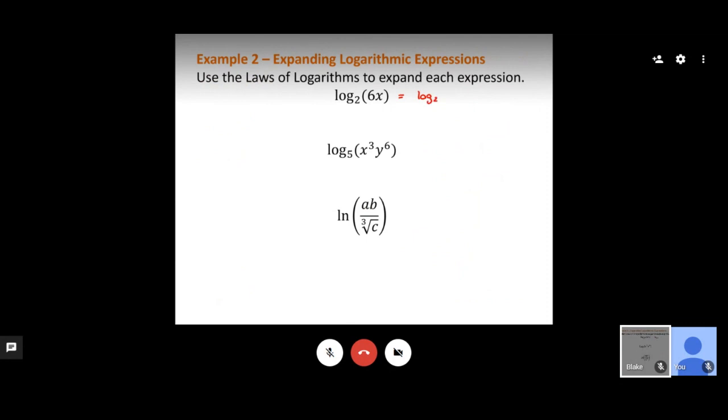I'm going to keep the same base for both. So it's going to be the base 2 log of that first piece, which is 6, plus another base 2 log, and then it's just going to be x. Now, always look to see, do I have anything else that I can simplify or expand using my laws of logarithms? In this case, I just have a 6, can't do anything with that. I just have an x, can't do anything with that. That is expanded now. Okay, so we're done with that one. Any questions about how to do that?